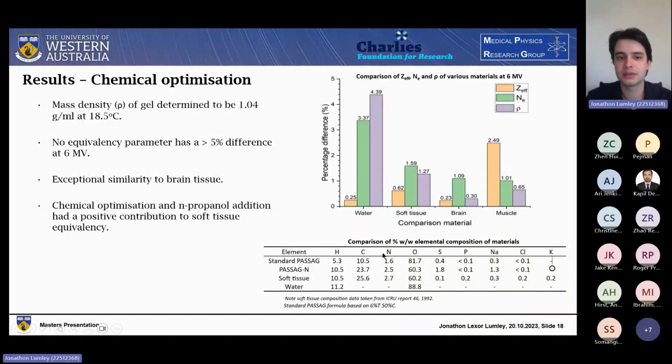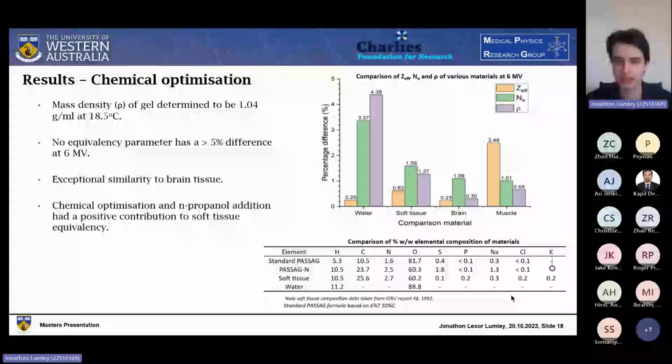It was actually found that chemical optimization improved soft tissue equivalency. If we see our bottom table over here, typically for standard dosimeters, there's often a surplus of oxygen and a deficit of carbon relative to soft tissue. This often requires publishers to approximate and say that the carbon cross-section is the exact same as the oxygen cross-section in order to justify tissue equivalency. However, with our formulation, the introduction of N-propanol and a higher total monomer concentration allowed for the stabilization. And as we see, the chemical composition is almost identical apart from sulfur.